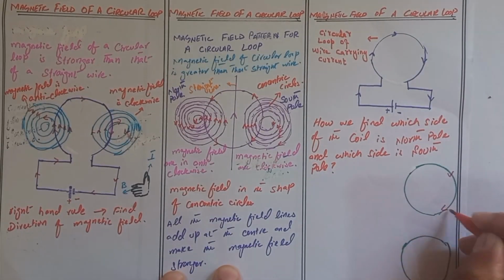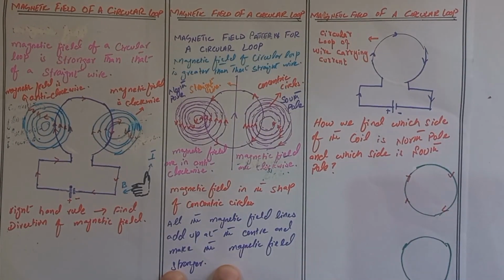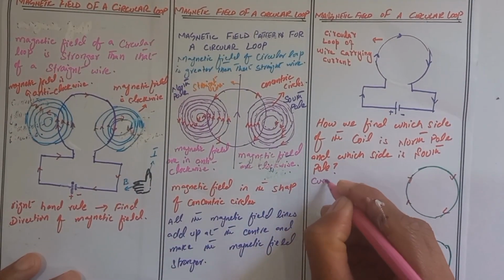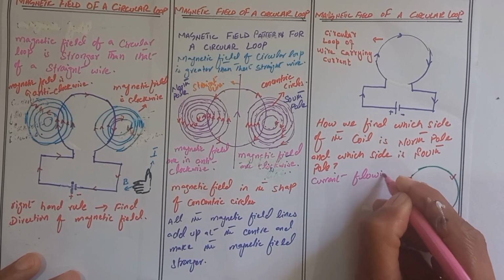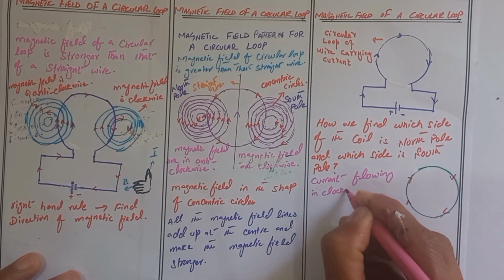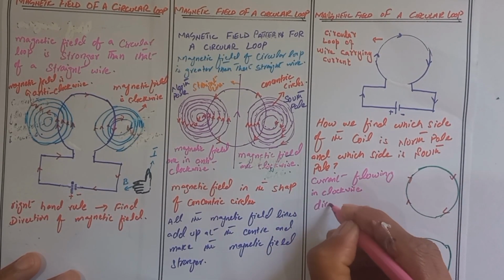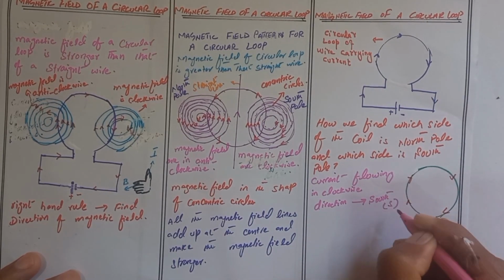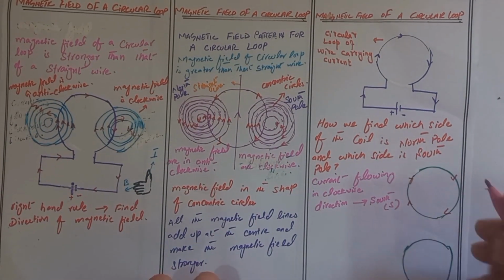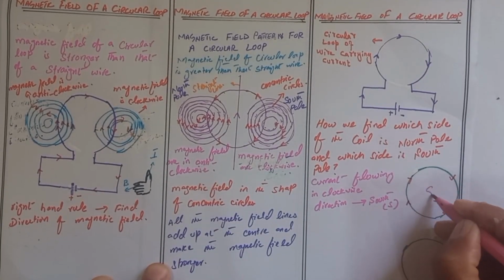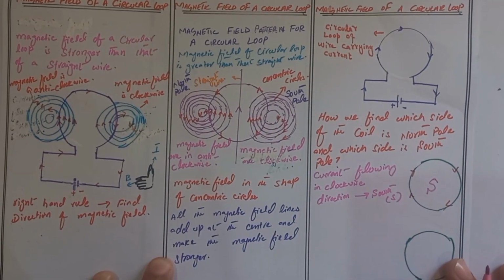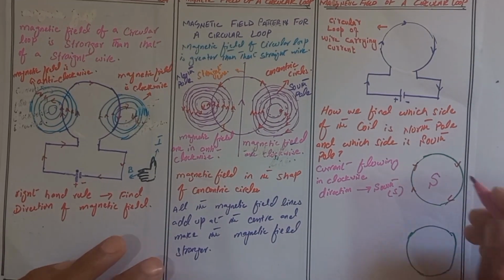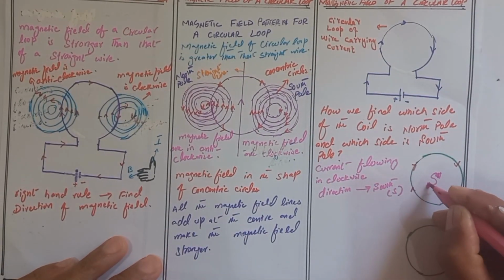If the current is flowing in the clockwise direction, then it is the south pole, which is denoted by S. So here the current is flowing in the clockwise direction, so this is the south pole, denoted by S. Here the arrow shows the direction of the current.